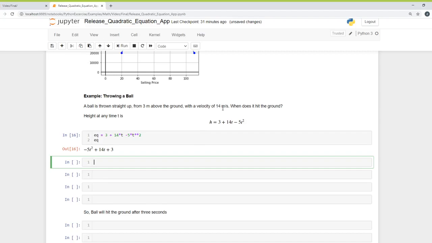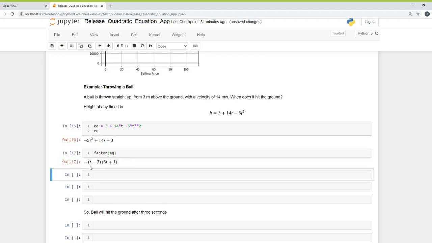Now, first problem: when does it hit the ground? T represents the time on the x-axis, and height represents the y-axis. Meaning, when will the height be 0? So we have to get the time at which the height will be 0. So factor the equation and get the roots of the equation, that is, when the equation value will be 0. Factor EQ.